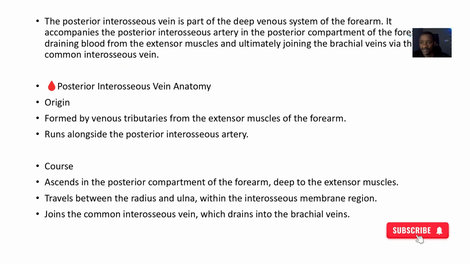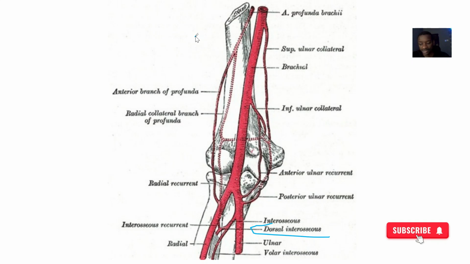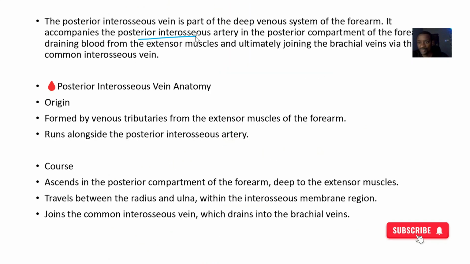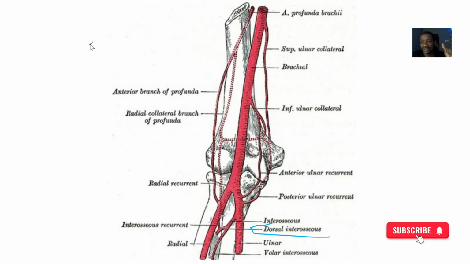So it's actually part of the deep venous system of the forearm. It accompanies the posterior interosseous artery. Okay, so if you have a picture that is showing both arteries and veins, you usually see them going together. So they are found in the posterior compartment of the forearm, and they drain blood from the extensor muscles, and ultimately they join the brachial veins via the common interosseous vein.